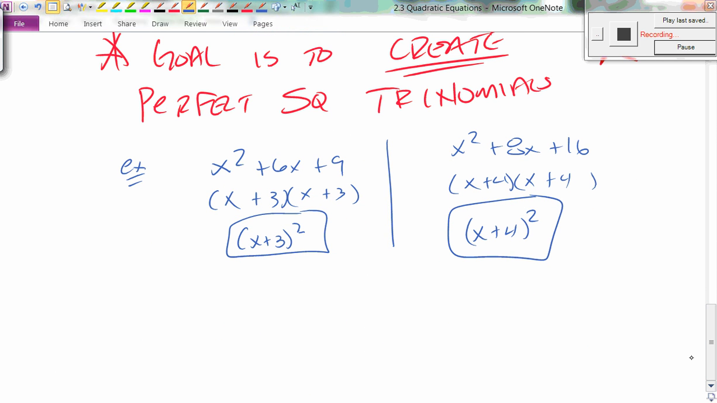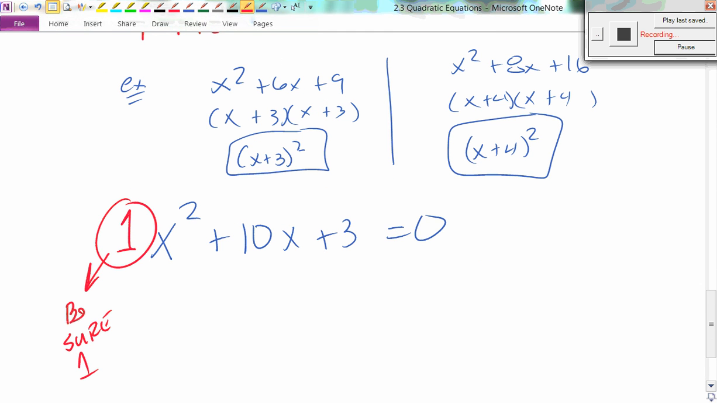So going back to this, how do we then? There is a 1 in the leading coefficient. Be sure there is a 1 in the leading coefficient, otherwise we have to divide out that leading coefficient and make it a 1. Okay, so here's what we're going to do. Here's the setup, so please follow along.